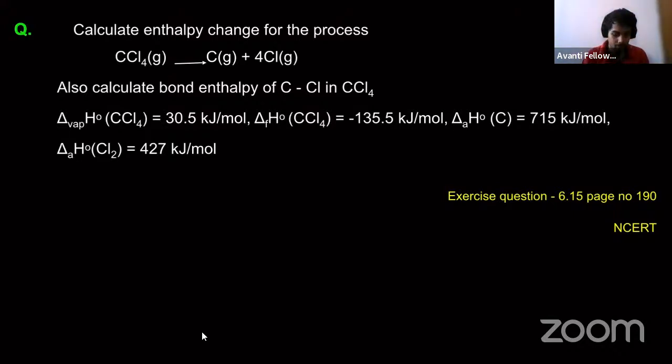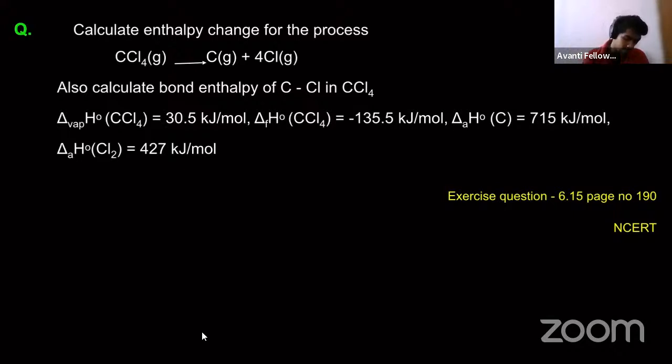Okay. I think you tried what is given and all. So let's see what is happening in this equation. He gave us CCl4 in gaseous phase and he's saying that carbon and 4Cl are formed. What is he doing? He's atomizing the molecule, right? Now, he also asked to calculate the bond enthalpy of C-Cl. He's asking what is the bond energy of a single carbon and chlorine bond in CCl4.